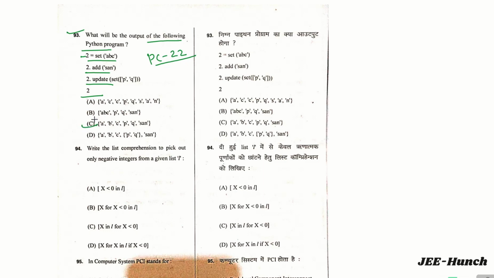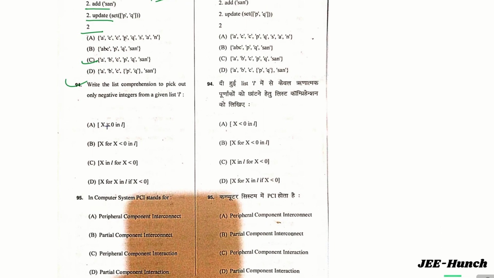Question number 94. Write the list comprehension to pick out only negative integers from a given list. Only option number C is correct: x for x in the list, for taking out all negatives, if x is less than 0.